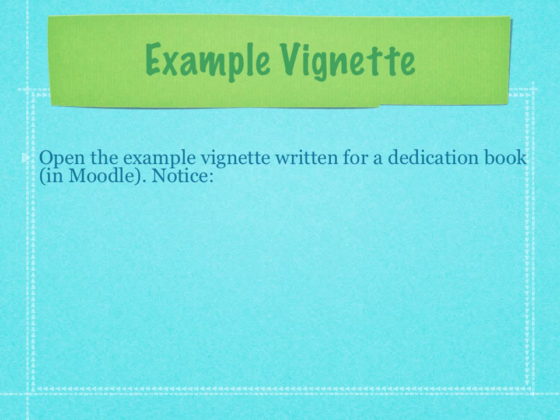Now that we've reviewed all of the elements of a narrative or story structure, I'd like you to take a minute and read an example vignette. You can find this in Moodle. It is, I believe, 2 PDF files, 2 pages long. Take some time to read it and look for all of the elements of a story that we just discussed. When you've finished, return here and we'll move on.